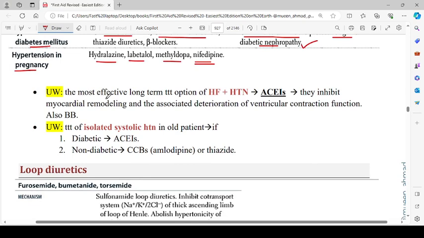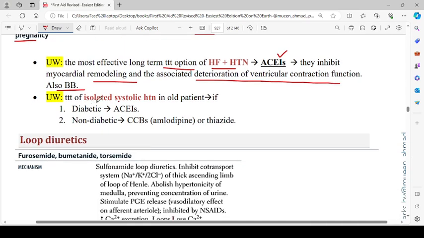The UWorld point is that the most effective long-term treatment option for heart failure and hypertension is ACE inhibitors. They inhibit myocardial remodeling and the associated deterioration of ventricular contraction function. Also beta blockers. Another UWorld point is the treatment of isolated systolic hypertension in old patients. If diabetic, give ACE inhibitors, and if non-diabetic, calcium channel blockers, amlodipine, or thiazide diuretics.